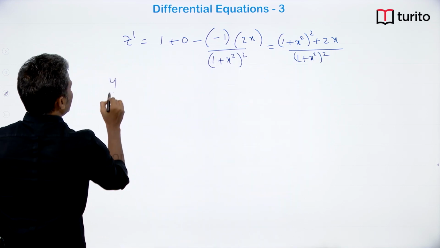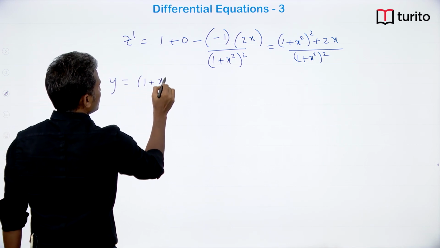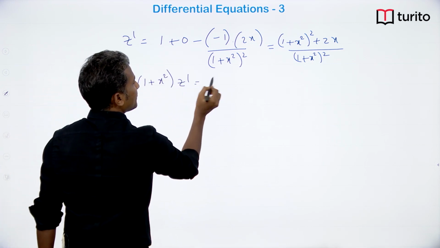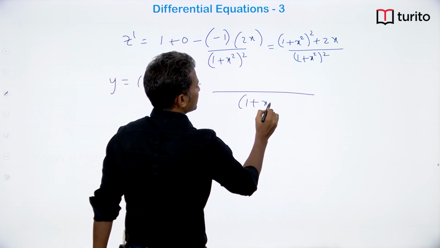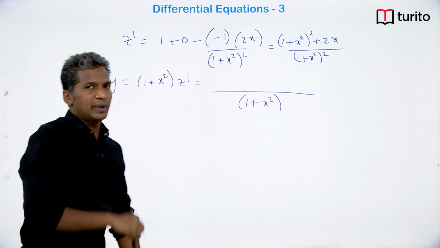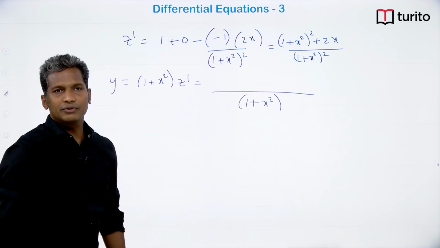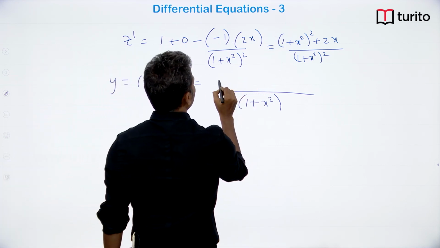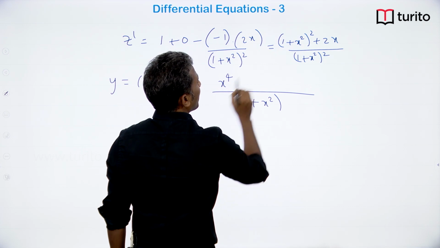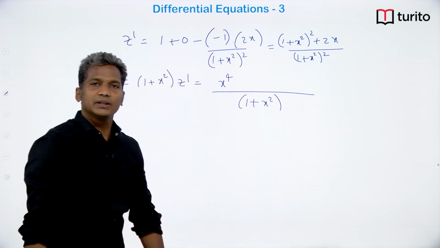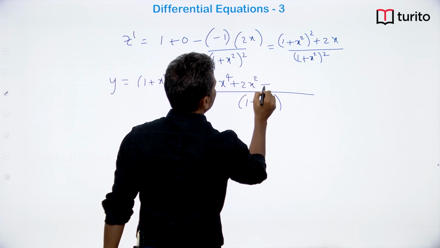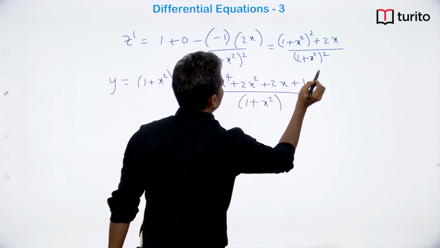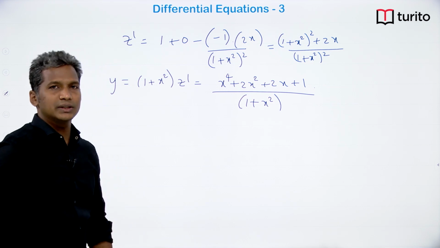Now y will be equal to 1 plus x square into z dash. So that means in the denominator 1 plus x square will get cancelled and 1 will remain. Now numerator we have to simplify. So what is the highest power we will get? X raised to 4. What is the second highest power? X square. So that will be 2x square, and there is one 2x term and there is 1. So this way we can write the function completely.